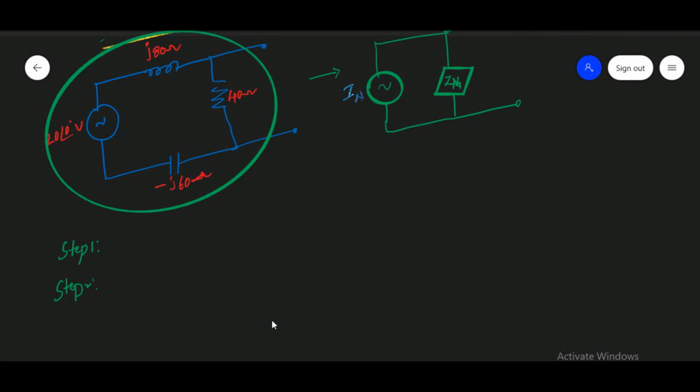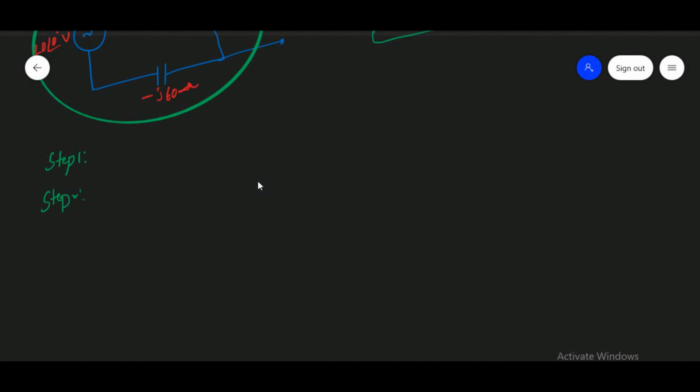Let us consider the circuit one more time. Here there is an inductor of j80 ohms, this is your resistor, and this is your capacitor of minus j60 ohms. The source value is 20 with an angle of 0 degrees volts, and this is your 40 ohms, and these are the open terminals.